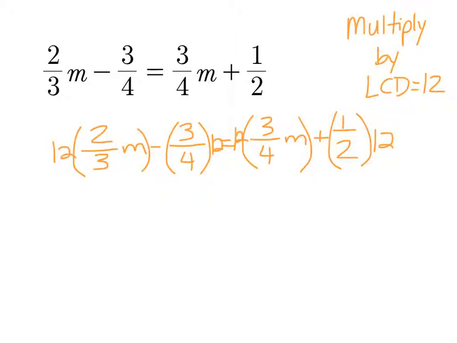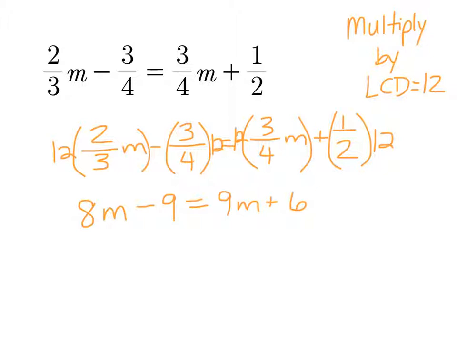So everything times 12. 2/3 times 12 is 2/3 of 12. 1/3 of 12 is 4. 2/3 of 12 is 8. 3/4 times 12 is 3/4 of 12. 1/4 of 12 is 3. 3 of those is 9. Another 3/4 of 12, so that's 9m. And then finally half of 12, which is 6. We're simplified. We didn't actually have to simplify that.